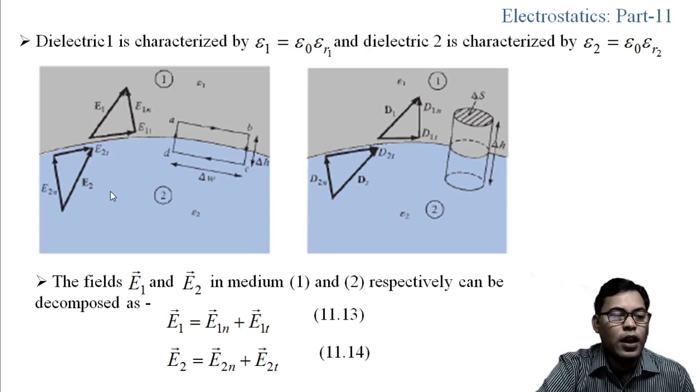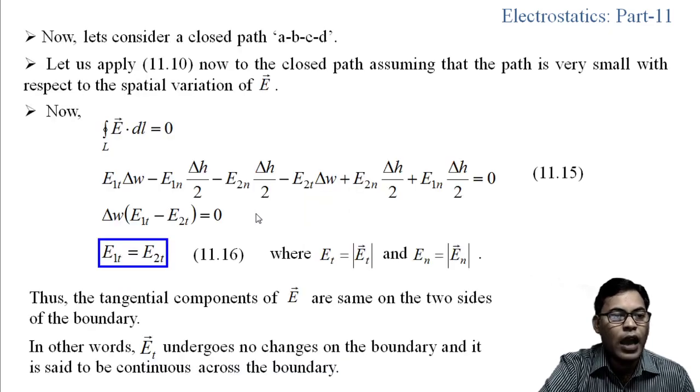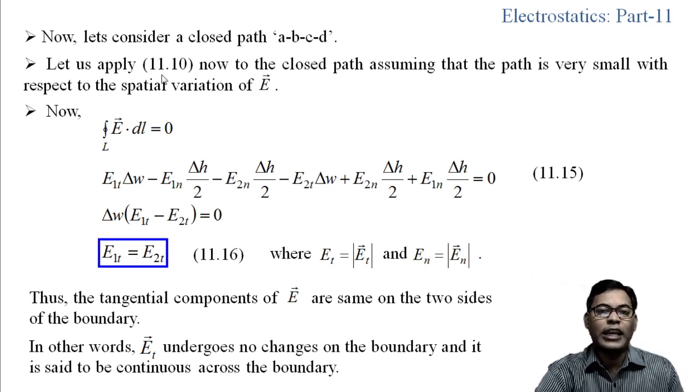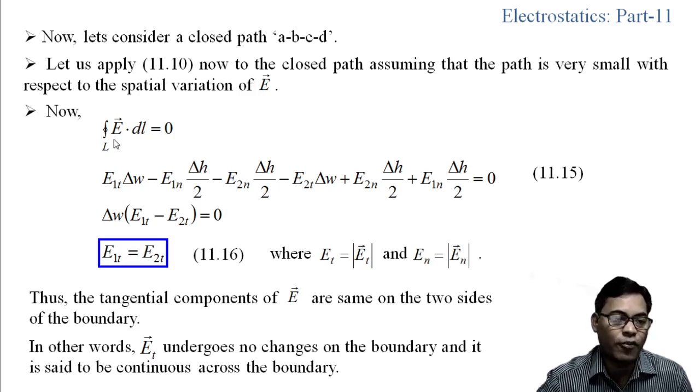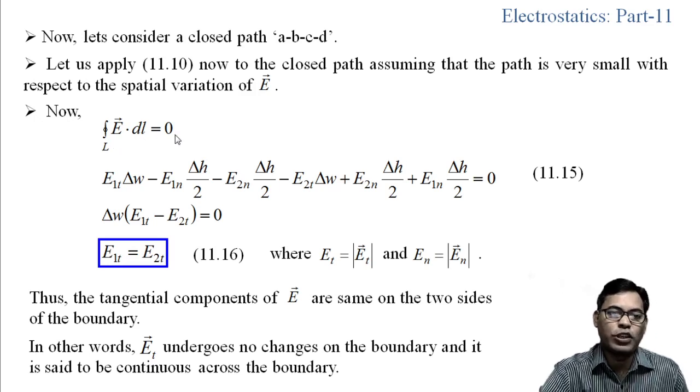So here, to apply Maxwell's equation, that is 11.10, the line integral of E dot dl equals 0. First, just like the Gaussian surface, we have considered a rectangular path A, B, C, D, where the height BC is considered as del H and the length is considered as del W. Now, for the closed path A, B, C, D, we apply 11.10, the closed line integral of E dot dl equals 0.